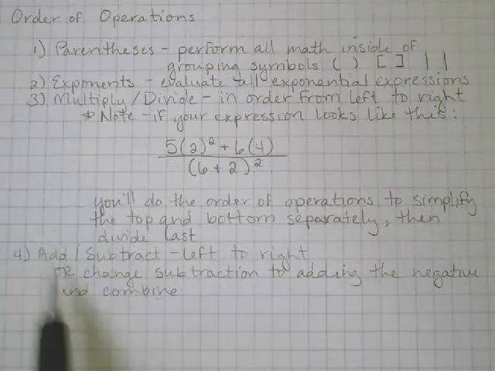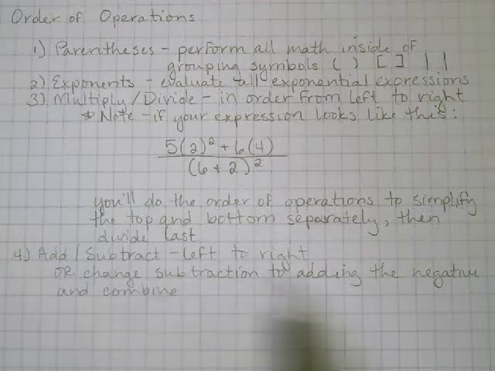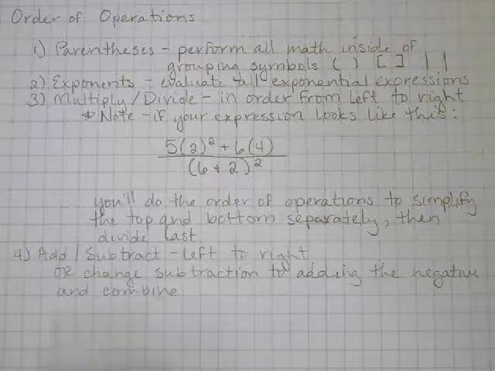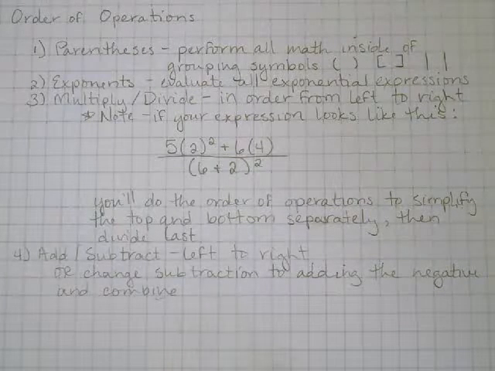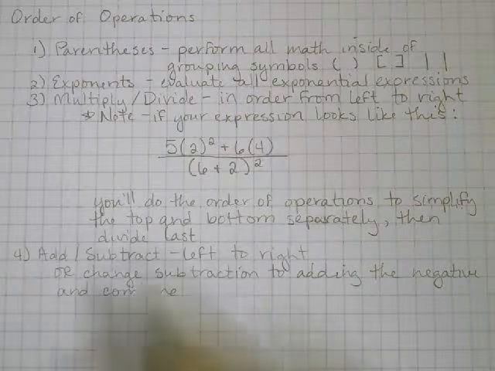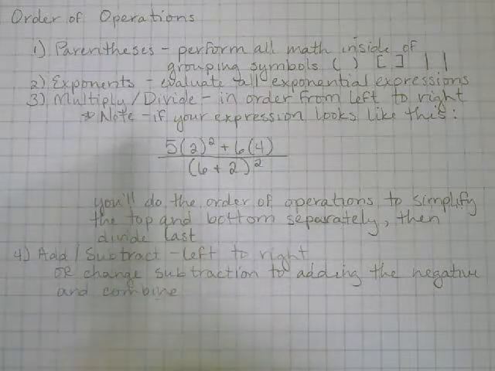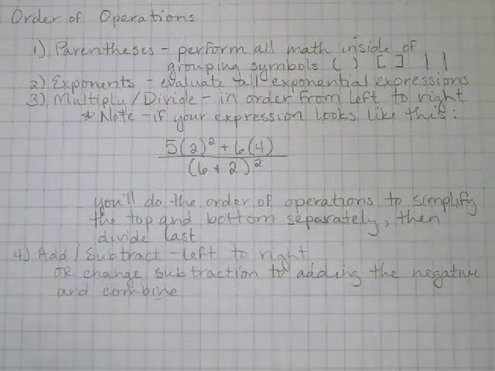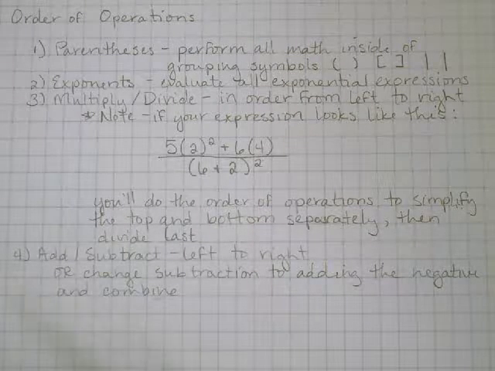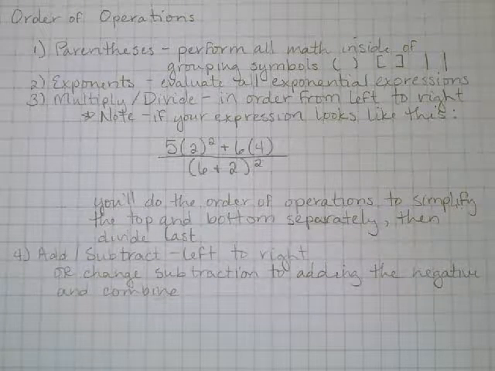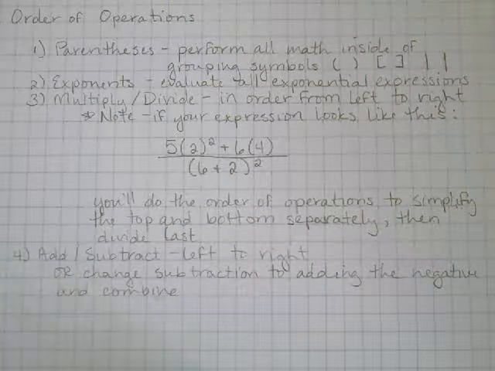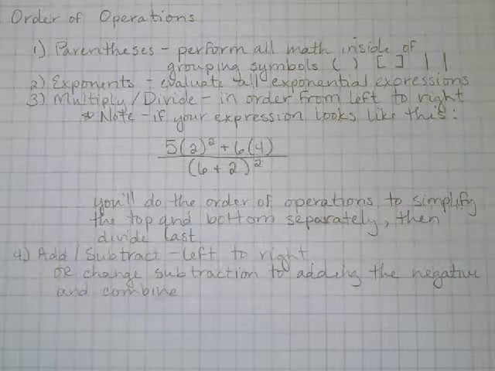And then finally, your last step is to add and subtract from left to right. Or you can also change the subtraction into adding the negative and then combine everything. So that's how it goes. Parentheses, exponents, multiply and divide, add and subtract. I should note later on when we're solving, we're basically going to work that backwards. So make sure you don't confuse. Right now we don't have any equal signs, so we're not going to be solving just yet.